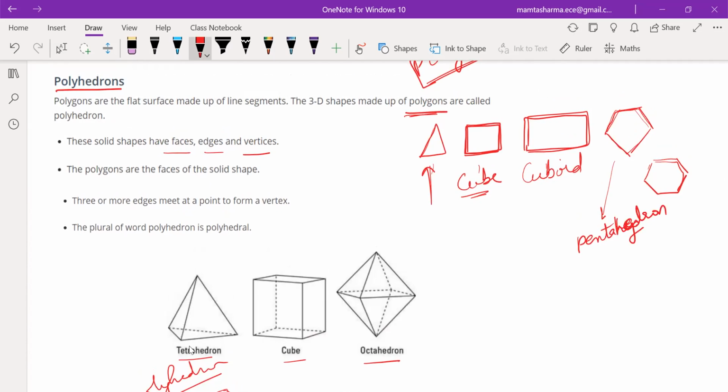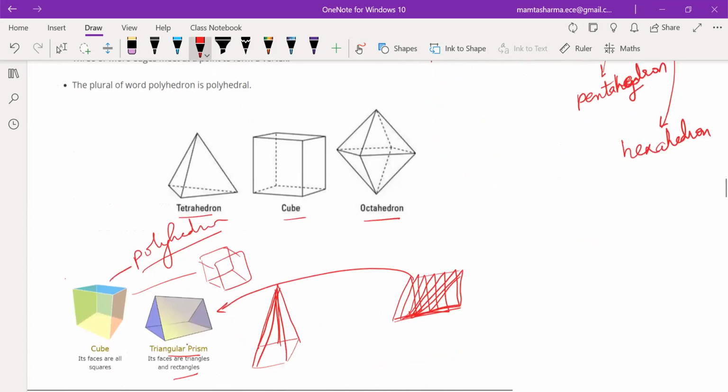Hedron. Now, similarly, if you keep many hexagons one after the other, then it will take the shape of a hexahedron. So you should understand how we are constructing this hedron by keeping many polygons, many 2D shapes, in a stack.